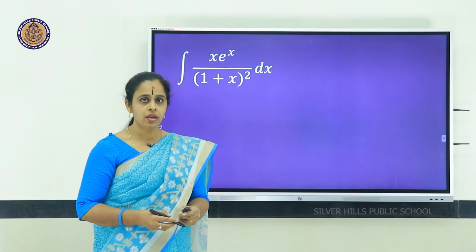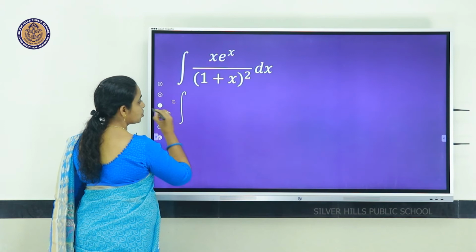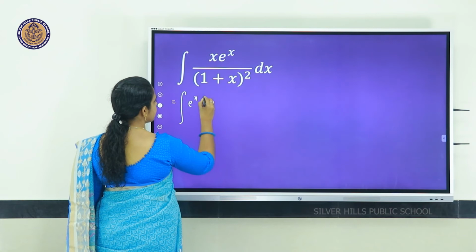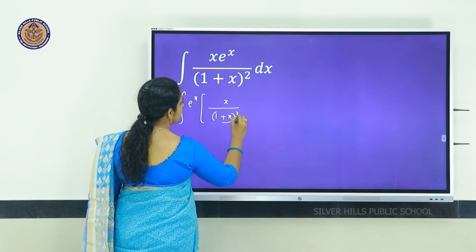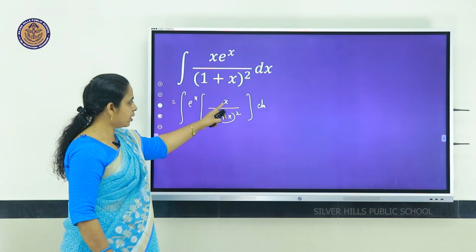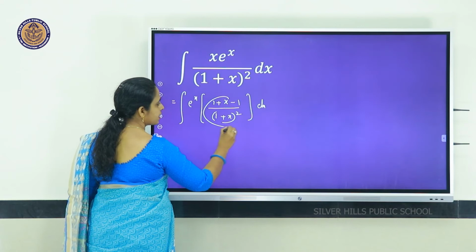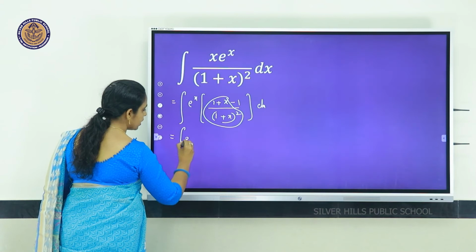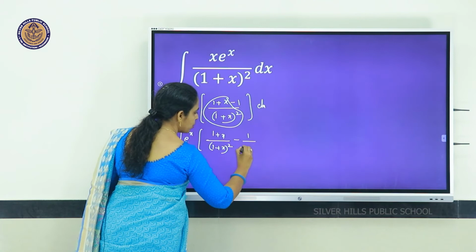Another example, integral x e raised to x by 1 plus x whole square dx. Here, let us split this and write and try whether it is of that particular form or not. e raised to x, I am giving a bracket, x is the only numerator, denominator is 1 plus x whole square, dx. Keeping here x is seen, here also x is seen. Let me add 1 and subtract 1, so it is balanced. Let me try to group like this and see, equal to integral e raised to x, 1 plus x divided by 1 plus x whole square, minus 1 by 1 plus x whole square, dx.